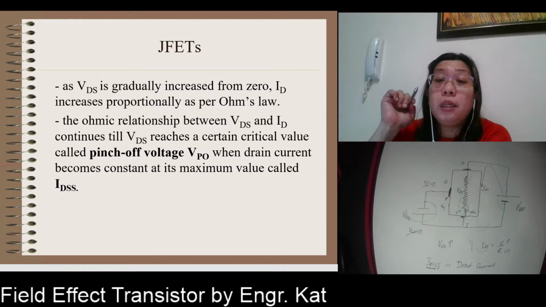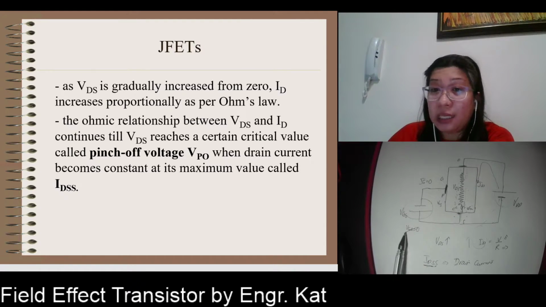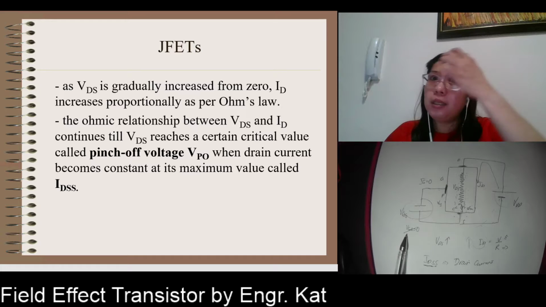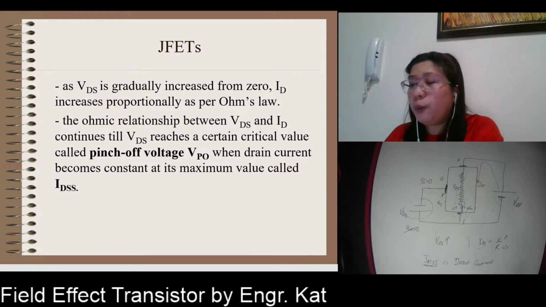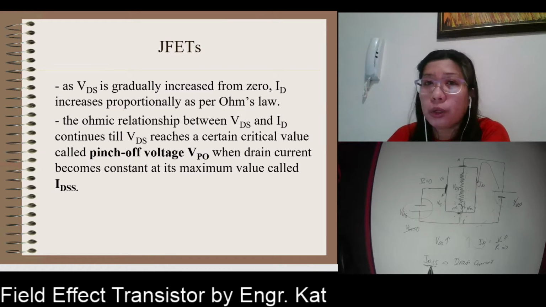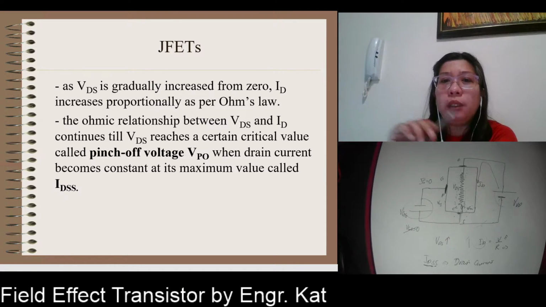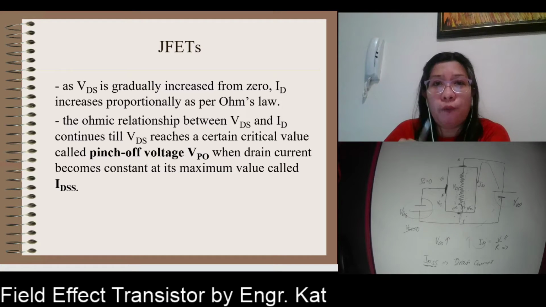So the maximum current can only occur when your VGS is equal to 0. When your VGS is no longer equal to 0, that is a different story. The maximum current is called IDSS. This is the drain to source current when your gate is shorted, that means your VGS is set to 0. So we call this critical value the pinch off voltage.